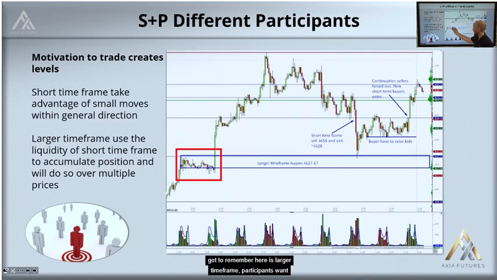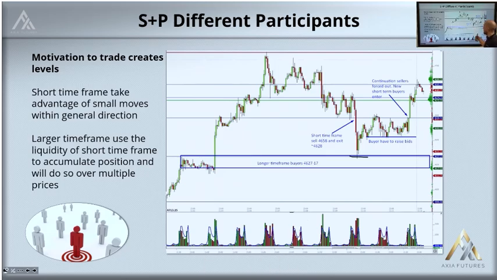And what you've got to remember here is larger time frame participants want liquidity as well. They need enough people selling to them to be able to buy. If you've got to buy 10,000 S&P contracts, you need people to come and sell it to you, because trying to buy that many is going to drive the market up. So price drops down. Now, short time frame participants can then play the reaction trade off here as well.